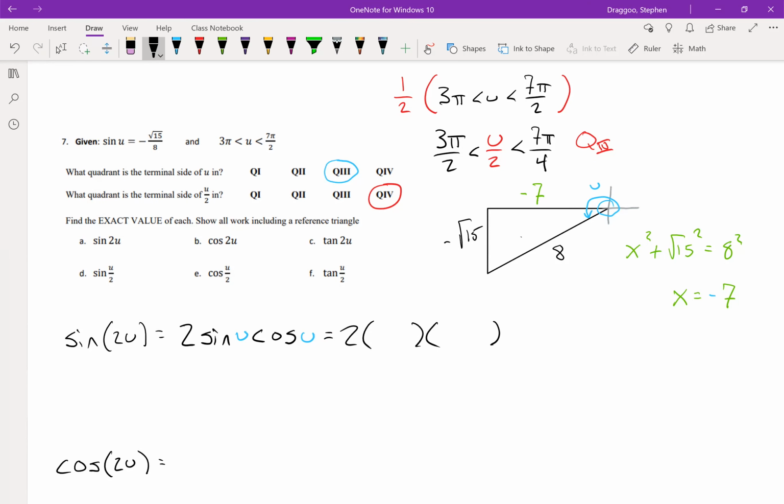Multiplying all that together, our double negatives will come out positive. And 8 times 8 is 64, but I can reduce that with the factor of 2 that's in the numerator to get positive 7 square root 15 divided by 32.